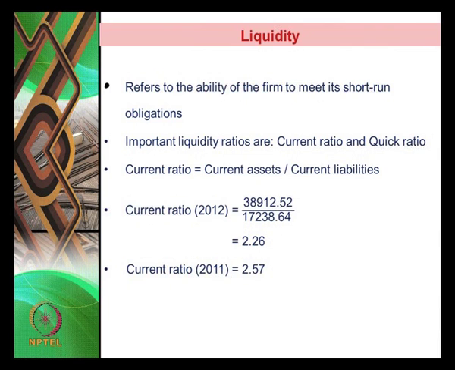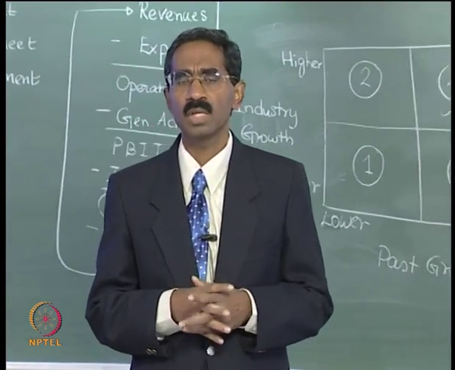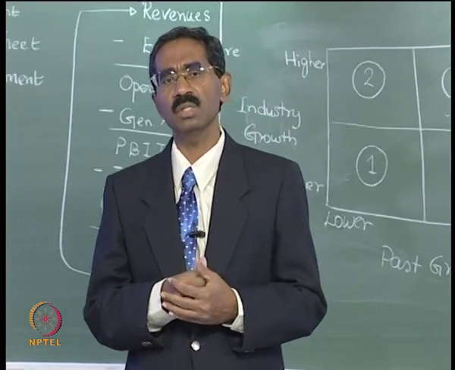Current ratio for 2011 turns out to be 2.57. So again, if you look at it, the current ratio has decreased in 2012 as compared to 2011. So what does it indicate? What can we infer from this change? We could infer that the company's ability or the safety level that it can meet the current obligations in 2012 is lower as compared to what it was in 2011.